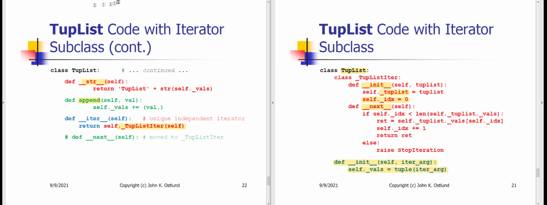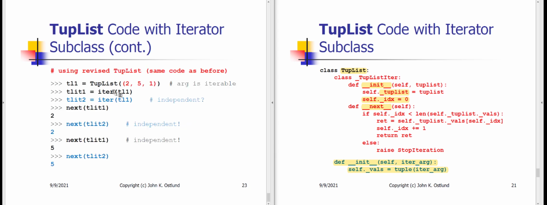So let's go on and look at some example code. Now, when I create this tuplist containing 2, 5, 1, and I'm calling it TL1, with this revised tuplist class that has this tuplist inner class, when I create an iterator for TL1, I do get a tuplist iter object, and when I call iter again for TL1, I get a different tuplist iter object. Each of these is now an iterator that I can use to traverse through this tuplist object, but the two iterators are independent of each other.